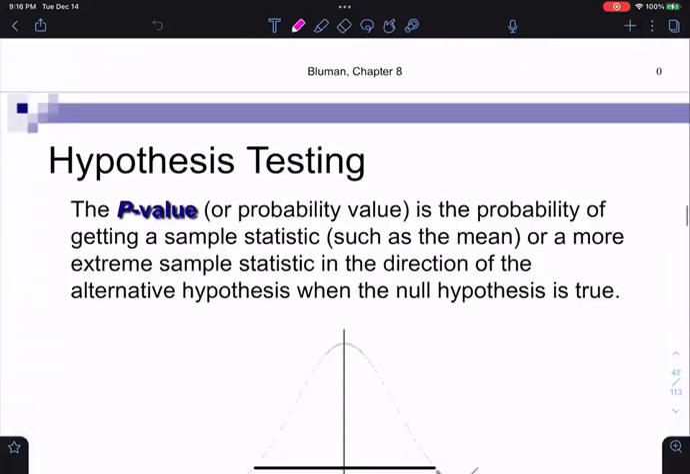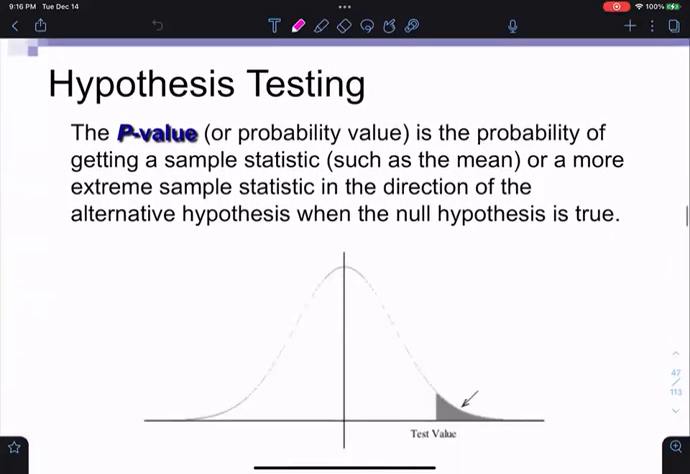Okay. So now we're going to the other method, right? Because there were 3 methods, right? The traditional method, the p-value method, and the confidence interval method based on these slides, right? So the p-value or probability value is a probability of getting a sample statistic such as the mean or a more extreme sample statistic in the direction of the alternative hypothesis when the null hypothesis is true.